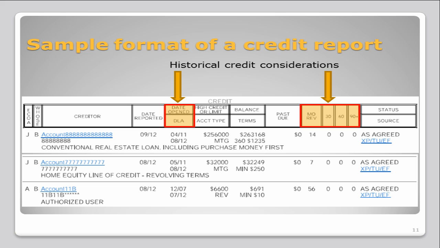I'll give you an example. In this top line, you can see it was opened in April of 2011, and then if you come all the way over, we're going to talk about months reviewed. That's 14 months reviewed. This shows how long they've had that account, because age is significant to a creditor.